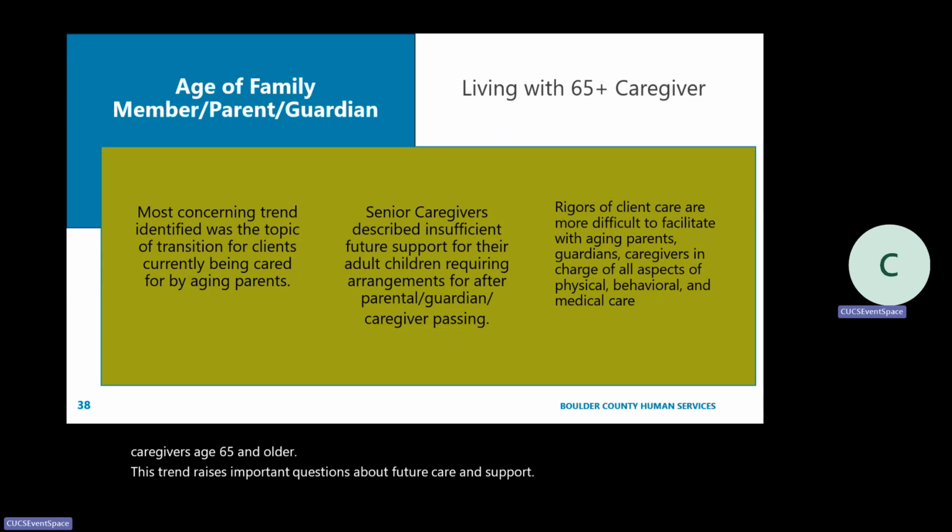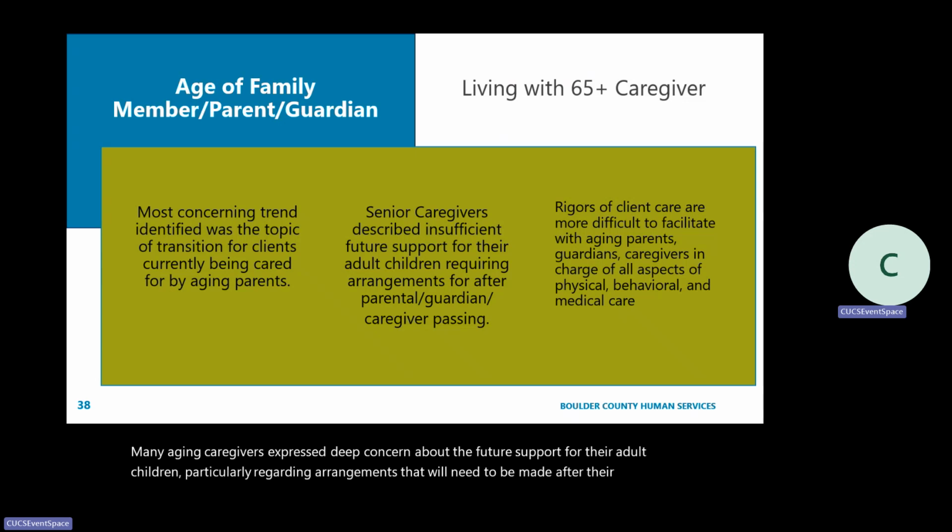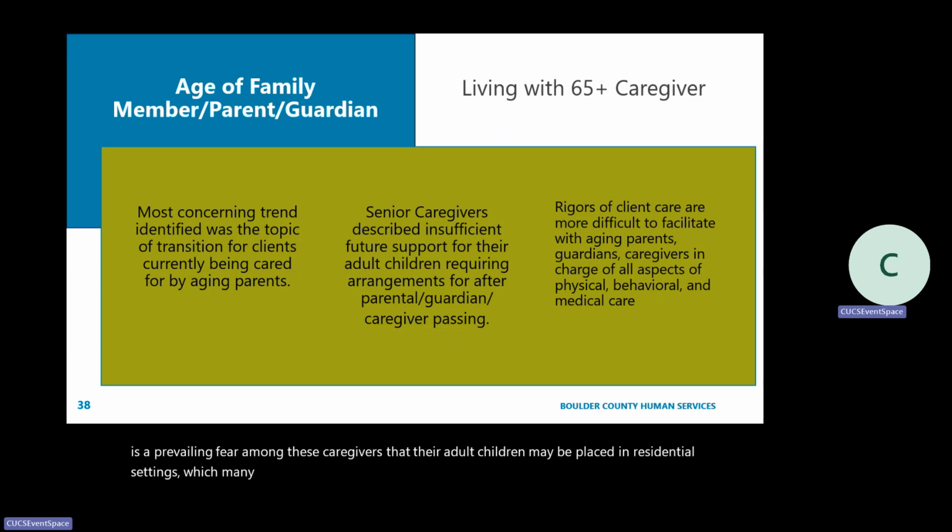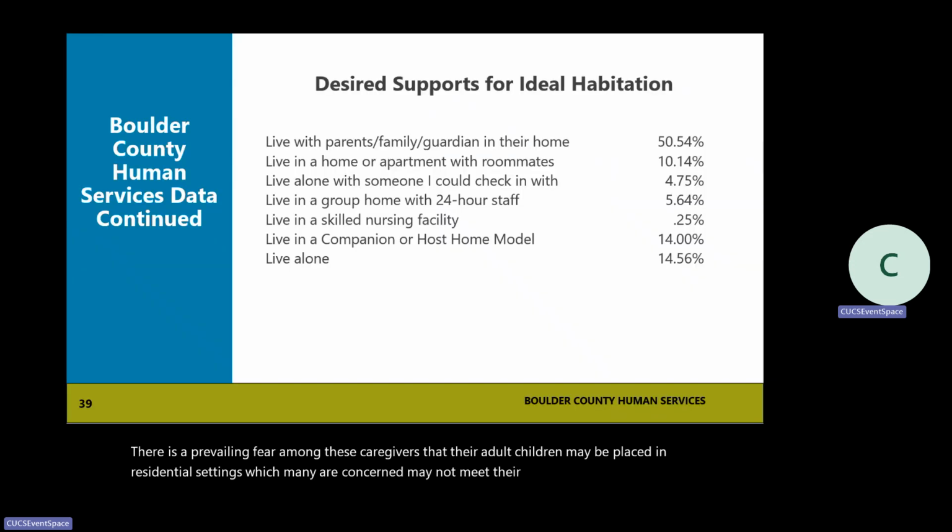Many aging caregivers express deep concern about the future support for their adult children, particularly regarding arrangements that will need to be made after their passing. There is a prevailing fear among these caregivers that their adult children may be placed in residential settings, which many are concerned may not meet their children's needs.